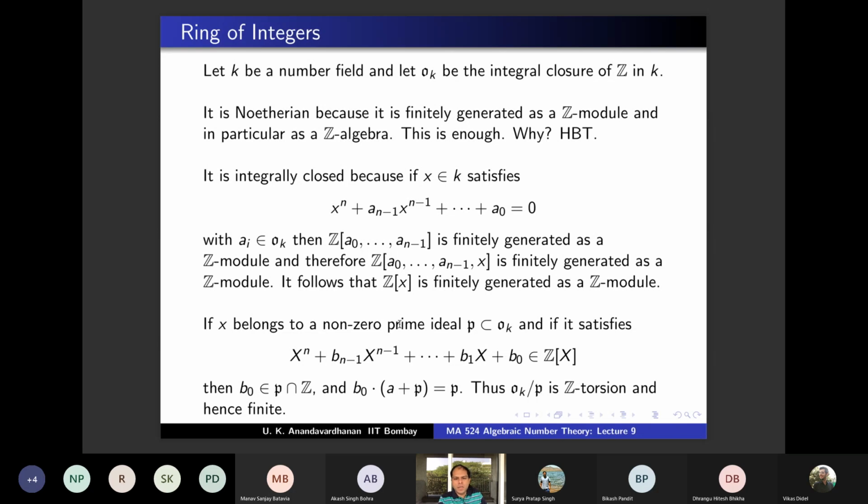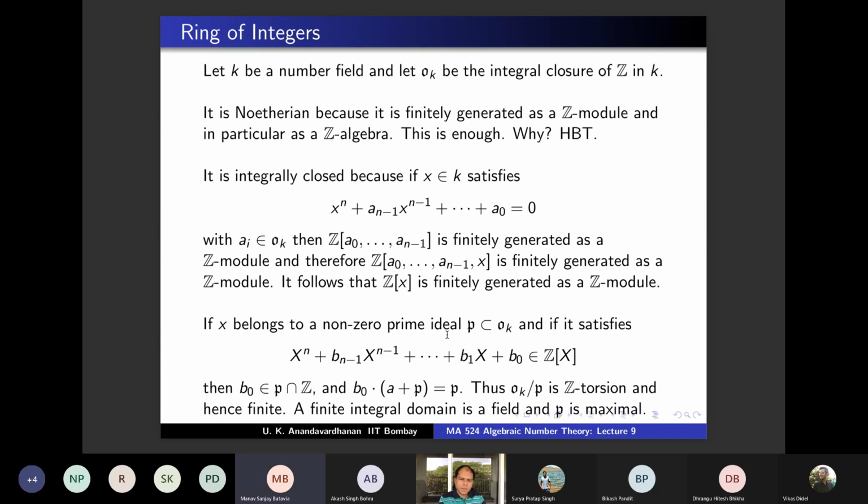P is a prime ideal, right? Therefore, OK by P is an integral domain, and it is also finite. What do you know about a finite integral domain? What can you say about a finite integral domain? It's a field, and therefore P is maximal. That's what we wanted to show, no? Any non-zero prime ideal is maximal. So a finite integral domain is a field and P is therefore maximal.